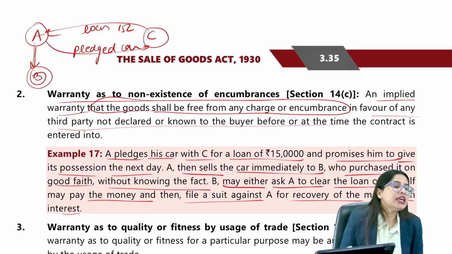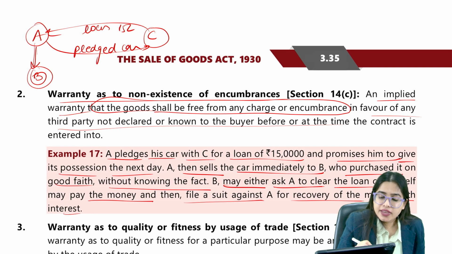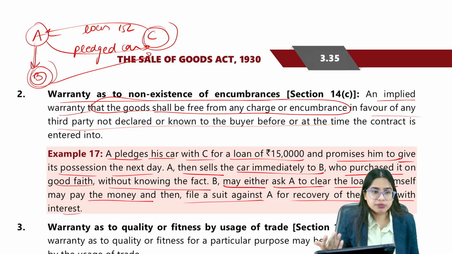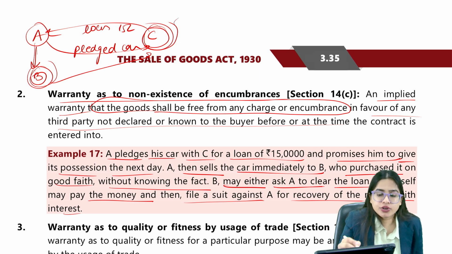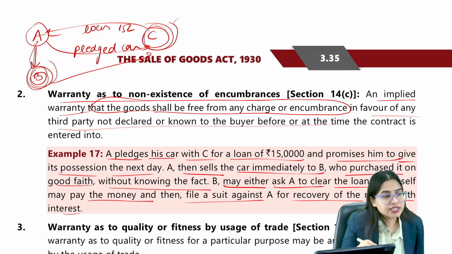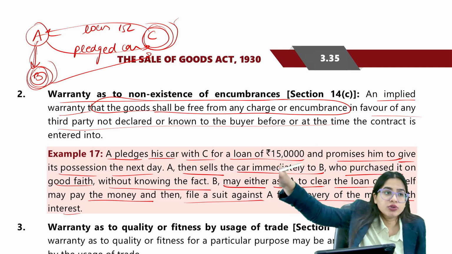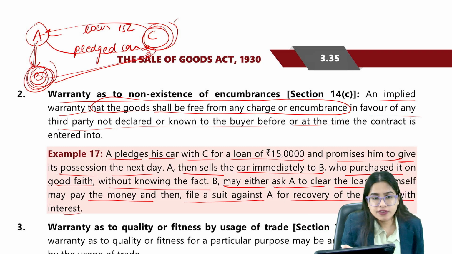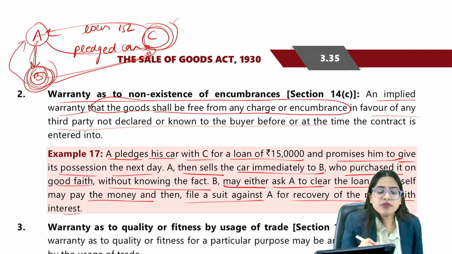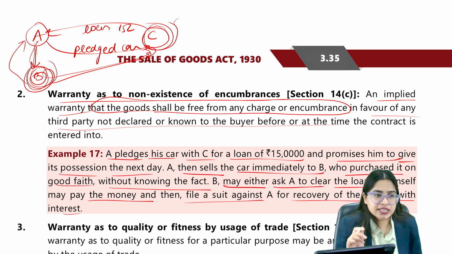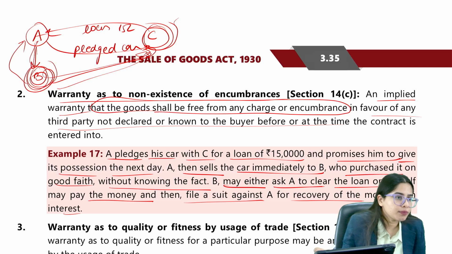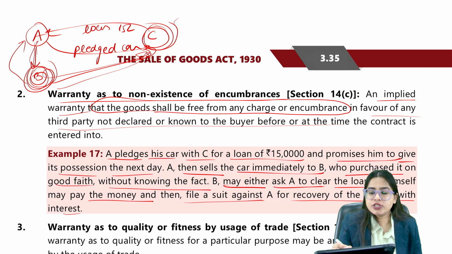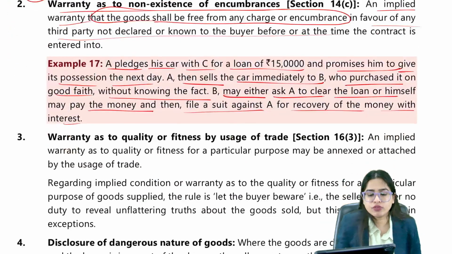Here one point is given: the car is now with B, so he repays the loan of 15 lakh to C because he wants to keep the car, otherwise C will sell the car in order to recover the money. So either B can ask A to repay the loan, or B can himself clear the 15 lakh loan to C, and later on he can claim this 15 lakh loss from A by filing a case against A. If he had to pay 15 lakh to C, this loss that he incurred, he can recover from A. This is implied warranty. So if there is a breach of implied warranty, he can claim damages for whatever loss is suffered.